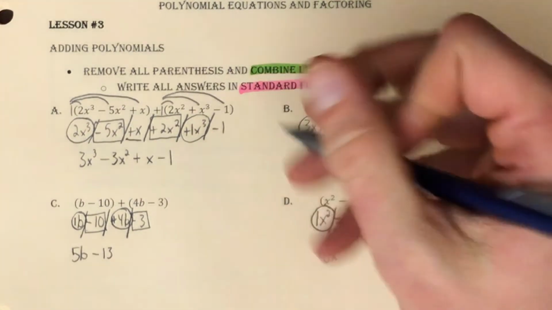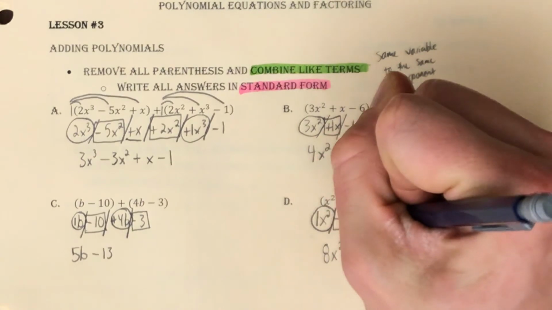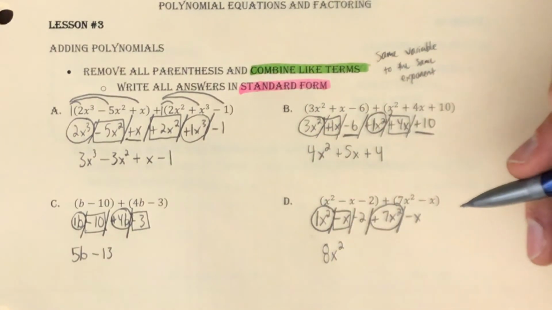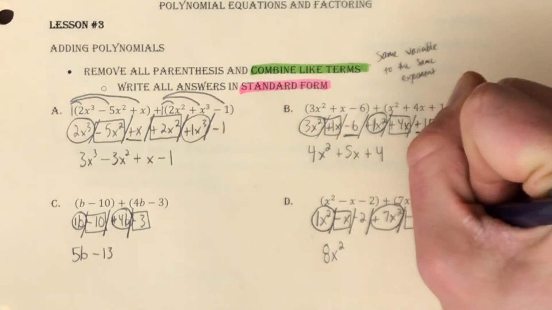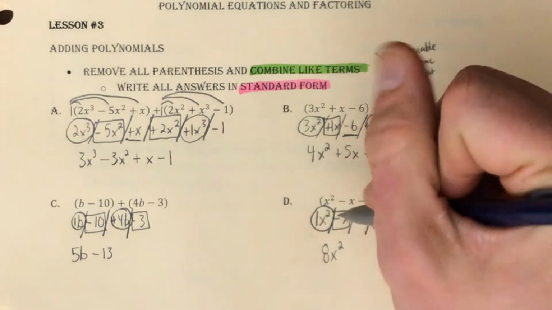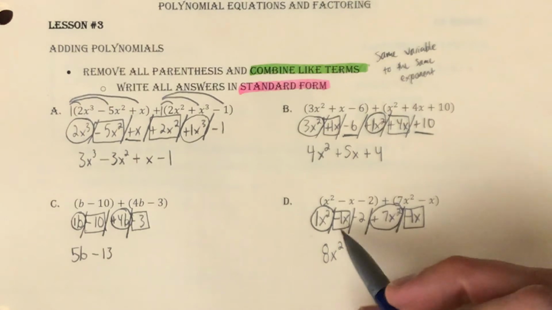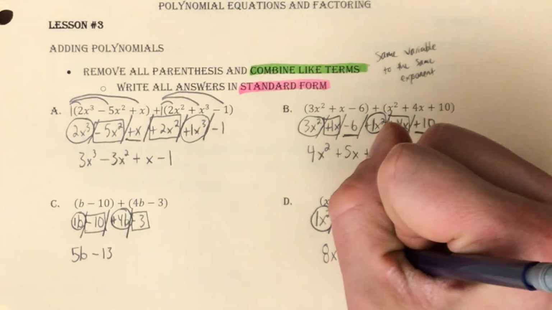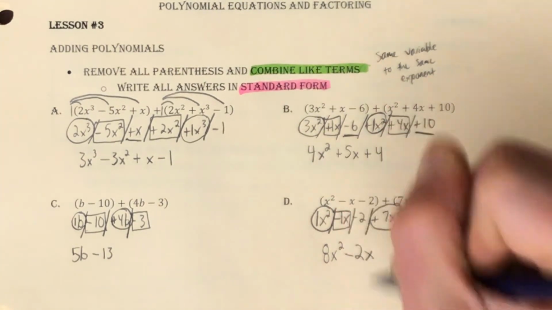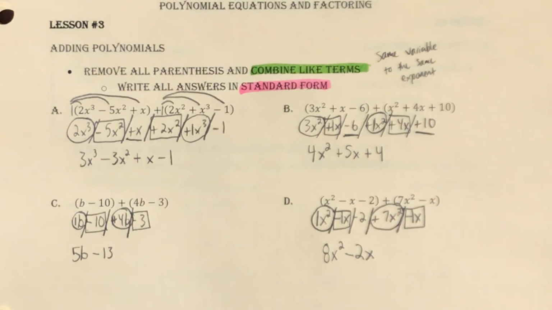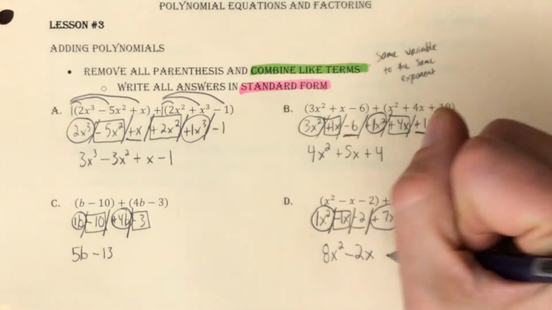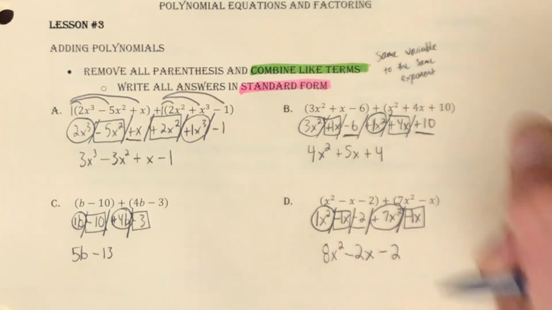Then move on to my next one. So I've got negative x here. Do I have any other just x terms? Yeah, I have one other, another negative x. Well, again, that's like negative 1x and negative 1x. Well, negative 1 minus 1 is negative 2. And then they are x types of terms. And then my last term here of negative 2, I don't have anything to combine that with, so I just bring it down as it is.